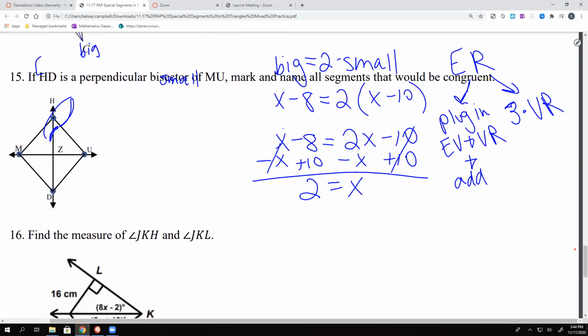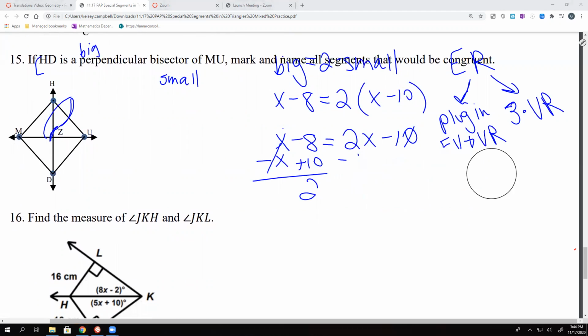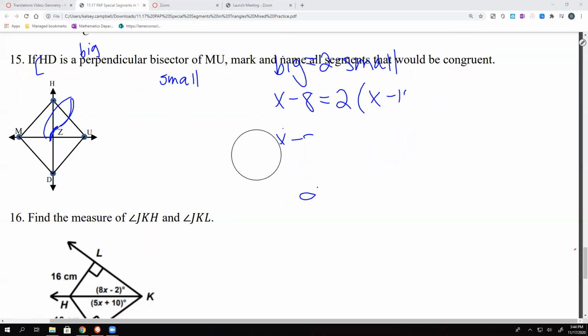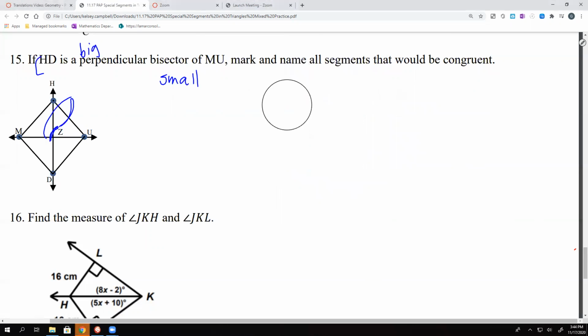Okay, next here. They're saying to us, if HD is a perpendicular bisector of MU, we need to mark all the segments that are going to be congruent. So HD, okay, this vertical line is the one cutting this horizontal line into 2 equal pieces. So right away, MZ would be congruent to ZU.